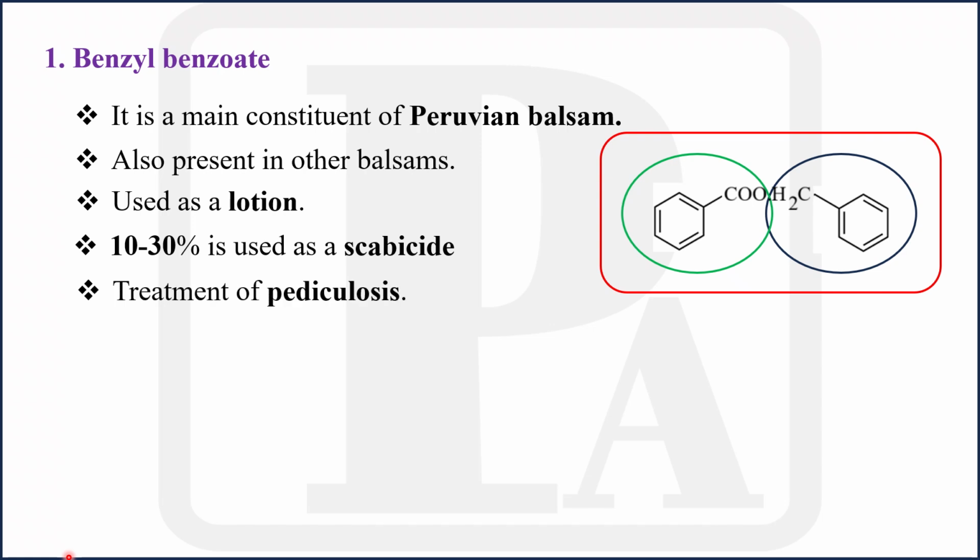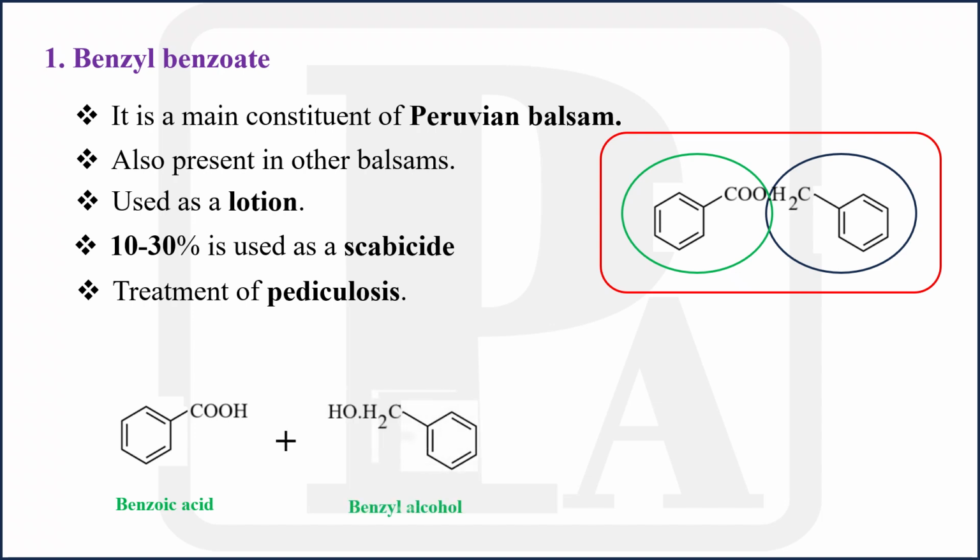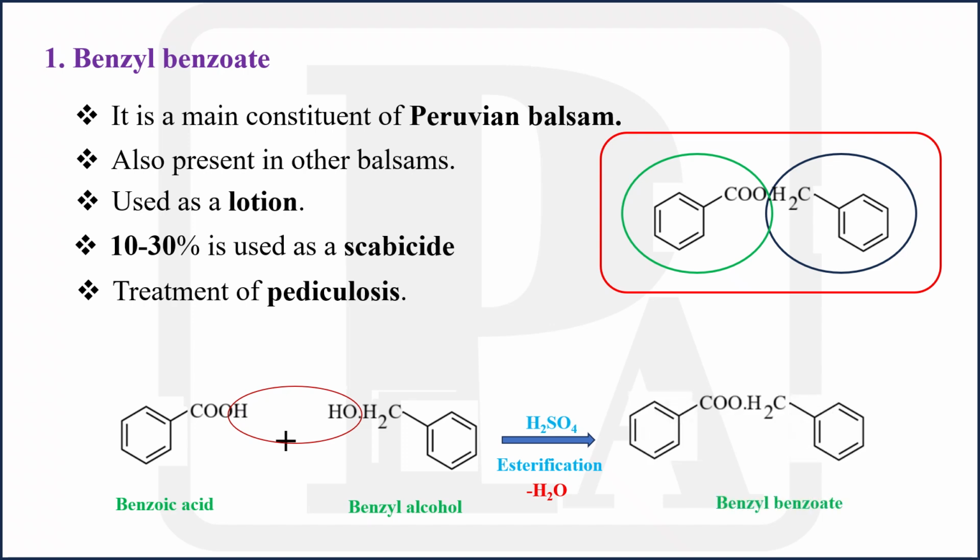Now we'll see the synthesis of benzyl benzoate. For this, first we take benzoic acid. That is treated with benzyl alcohol. Acid plus alcohol undergo esterification in the presence of sulfuric acid. In that esterification, one molecule of water is removed. That's how we get an ester, and that is called benzyl benzoate.